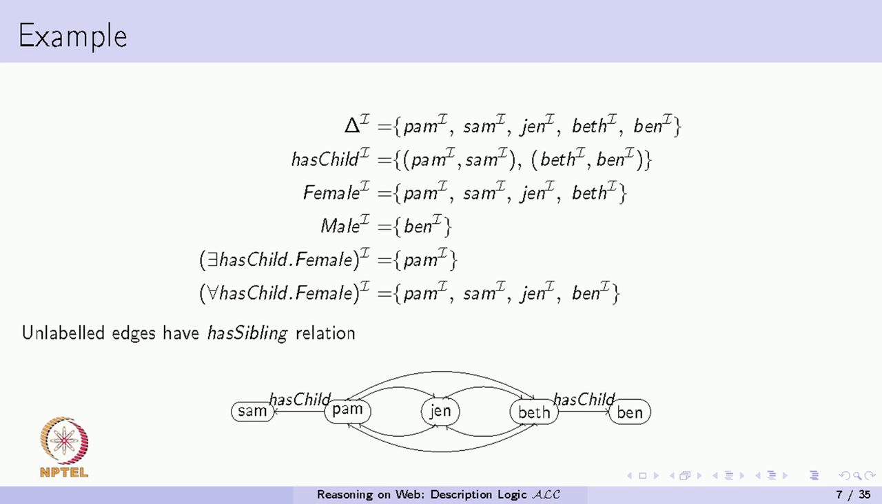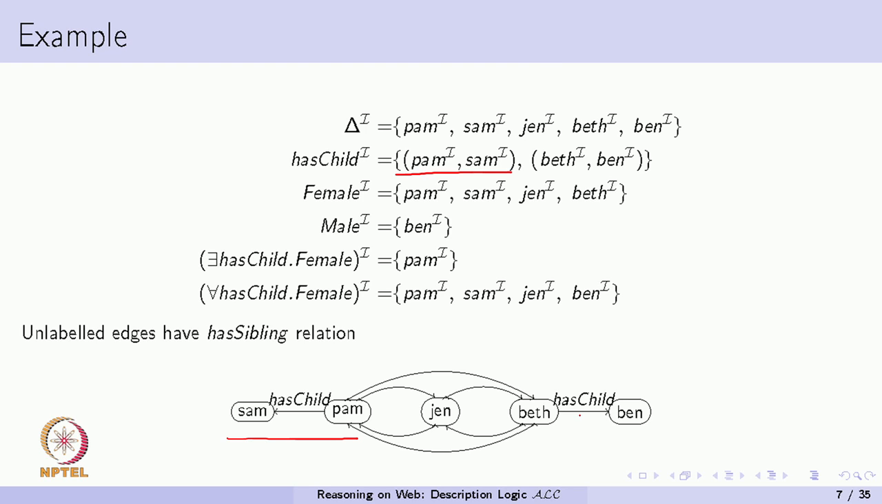So, here is a small knowledge base. You can see that there are 5 individuals Pam, Sam, Jen, Beth and Ben, and Pam has a child Sam as you can see, and that is shown graphically as an edge going from Pam to Sam with a node child. Likewise, Beth has a child Ben which is shown on the right hand side. We also have information that 4 of these individuals are female and one of them is a male.